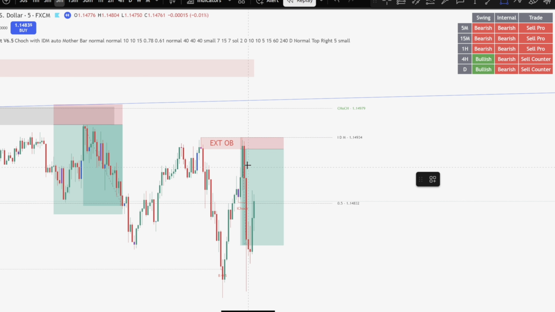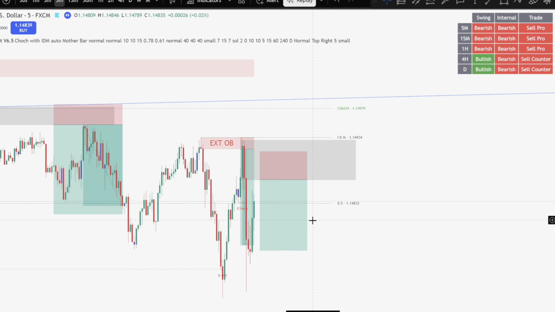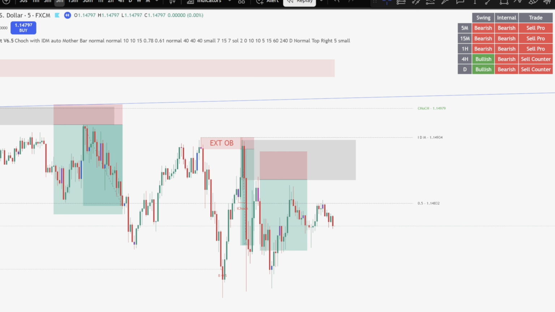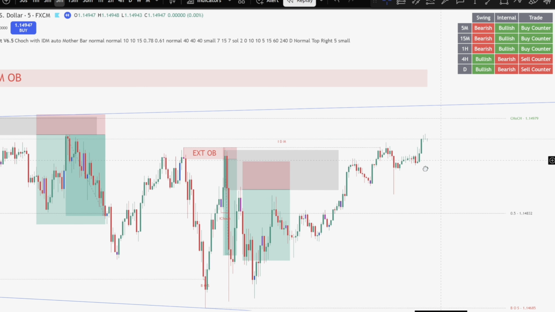Now, after CHoCH, selling becomes more high probability. So we sell from the order block, which is the last bullish candle. And the market perfectly hit both targets. Now, let's wait for a new zone to form. Here, the market sweeps IDM but doesn't form SCOOB, so selling is invalid. That's how we can easily identify the right entry using the indicator.